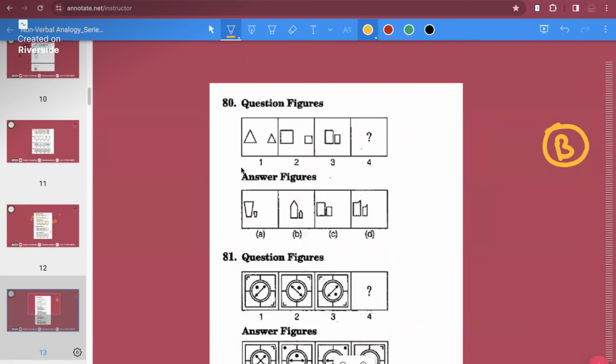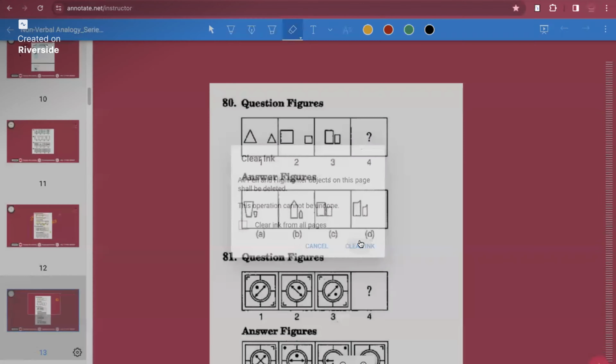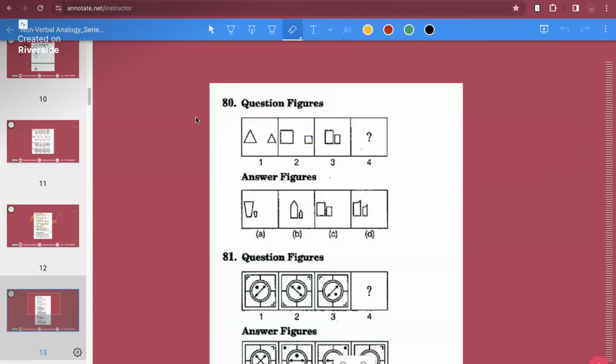You might say, sir, all the 4 options look similar. One is a big one, small one, big one, small one, big one, small one. Over here, you will also have to look at this. There are 3 sides, 4 sides. Again, 4 sides. Triangle, square, rectangle. Then 3 sides, 4 sides, 4 sides. Even though it looks directly that B should be the answer, why should B be the answer?